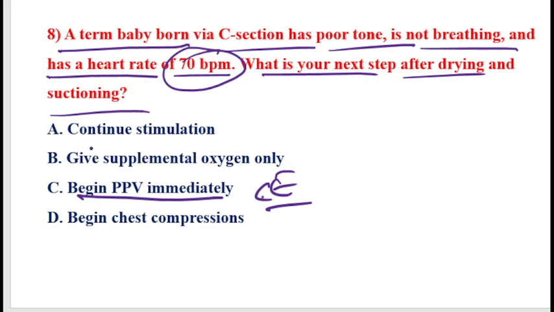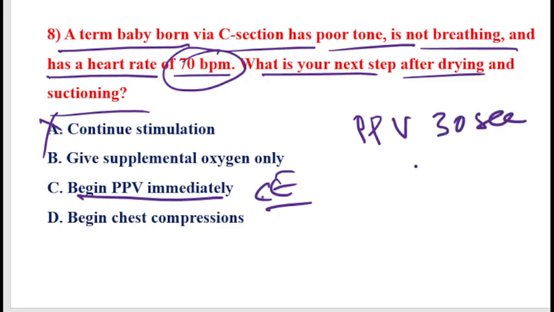So option A, continuous stimulation. Continuous stimulation should not be done, only initial stimulation we have to do after drying. Option B, give supplemental oxygen only. Supplemental oxygen will not help here, we have to give positive pressure ventilation. And begin chest compression. Chest compression is given only after positive pressure ventilation has been started for 30 seconds.